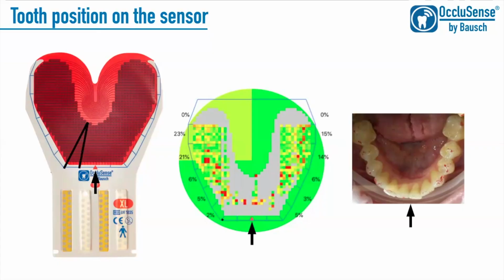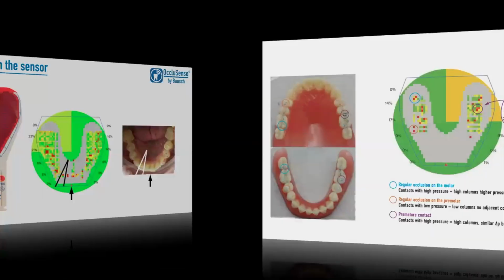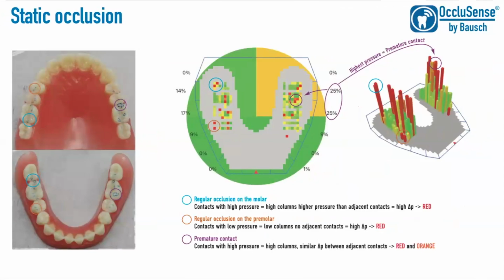And once this is in line, you have segments with those lines that you can see in the black segment, which show you exactly which contact point belongs to which reading on the OccluSense app. Here is an example of static occlusion. In blue, you see a regular occlusion on a molar.